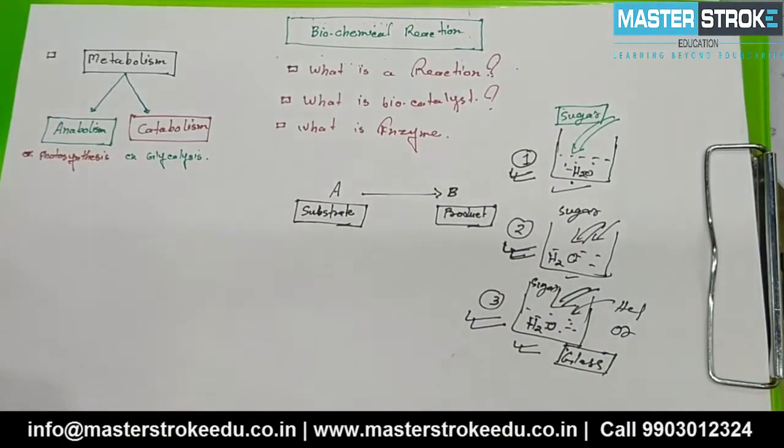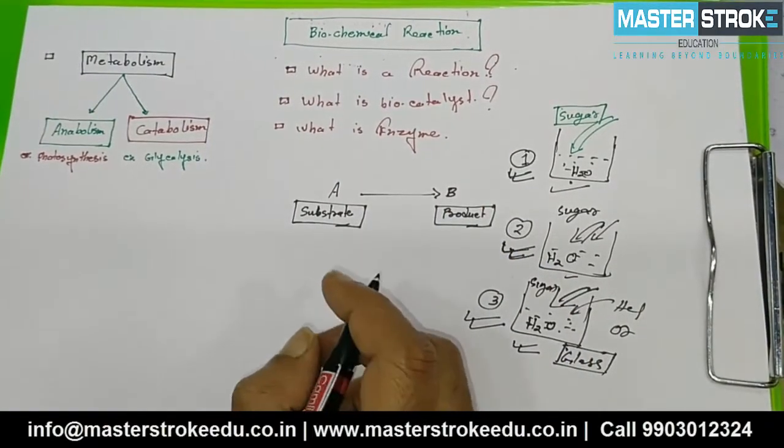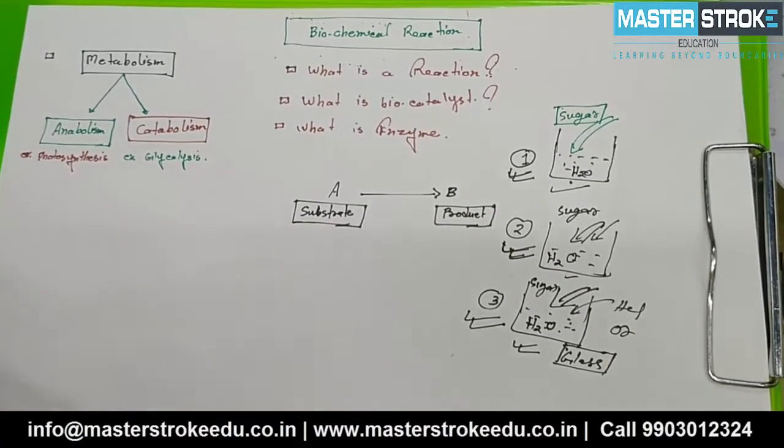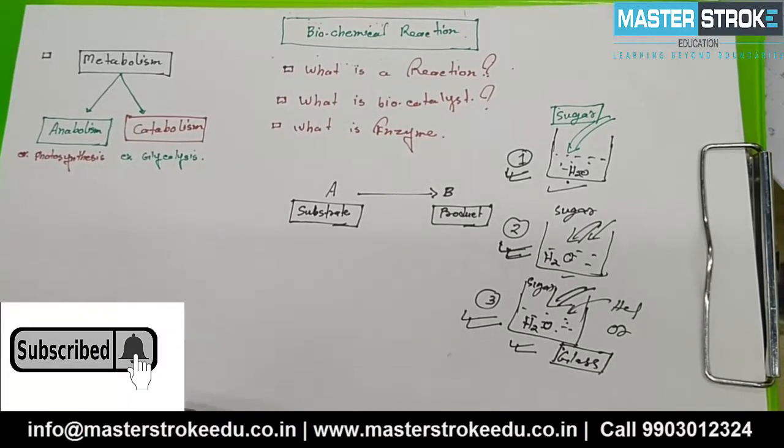So what is the reaction? Reaction is a process where A is converted to B, but reaction does not give us knowledge of the rate of the reaction, whether it is fast or slow.